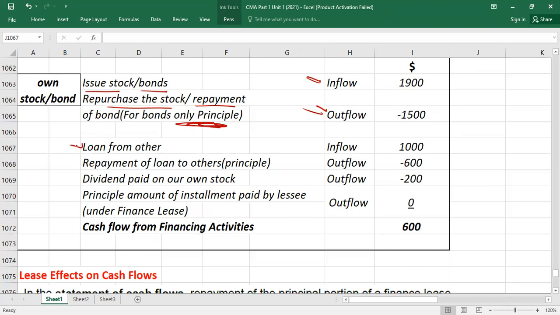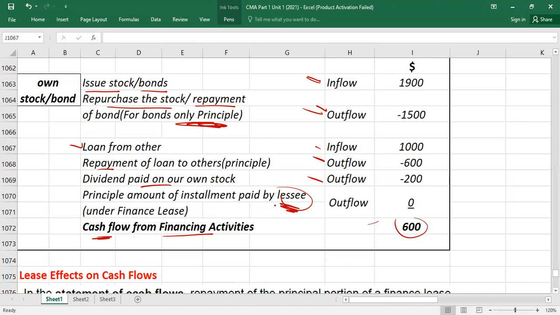Then when you are taking loan from others, it is inflow. When you are making repayments of loan to others, but only principal, that will be your outflow. Dividend paid on your own stock, it is outflow. And then here, guys, something about the lease. Lease I will tell you later. So this is called what? Cash flow from which activity? Financing activity.